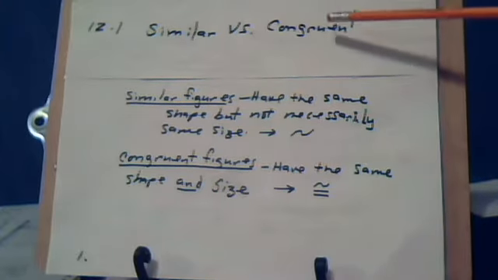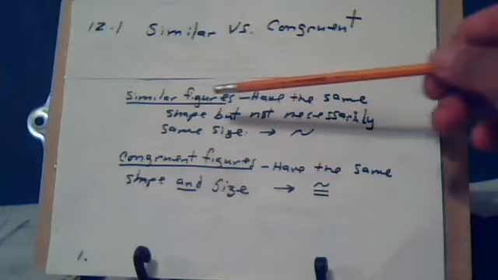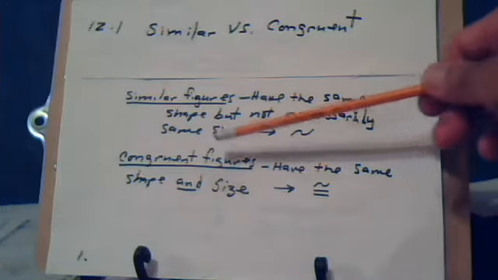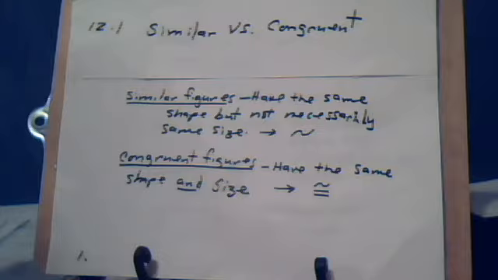Similar versus congruent. Similar figures have the same shape, but not necessarily the same size. This is the symbol for similar. Congruent figures have the same shape and size, and this is the symbol for congruent.